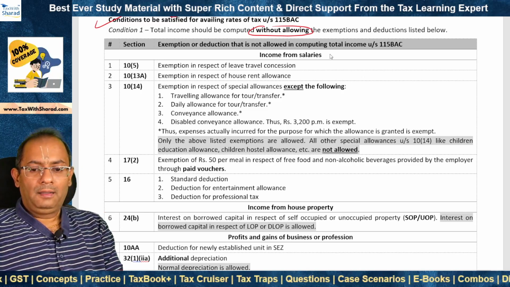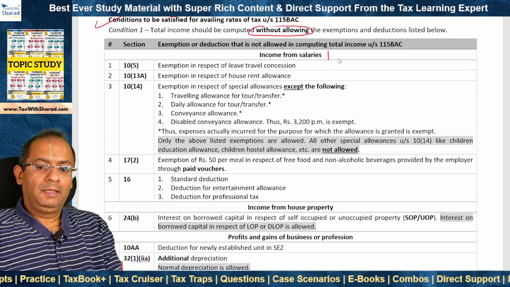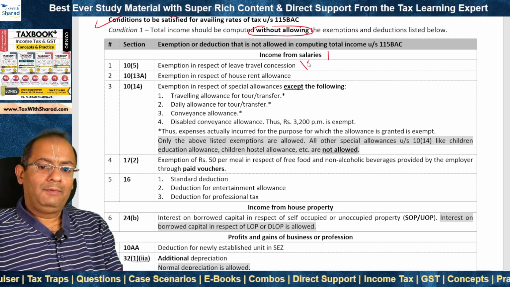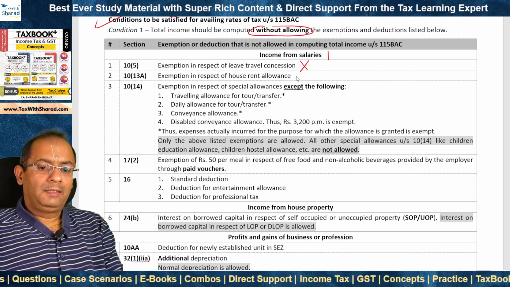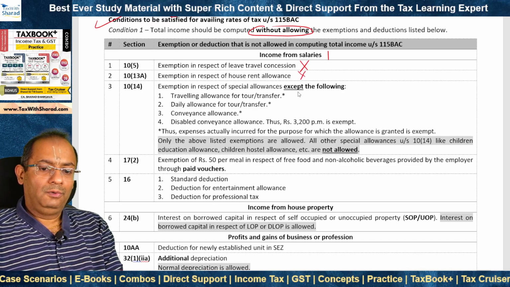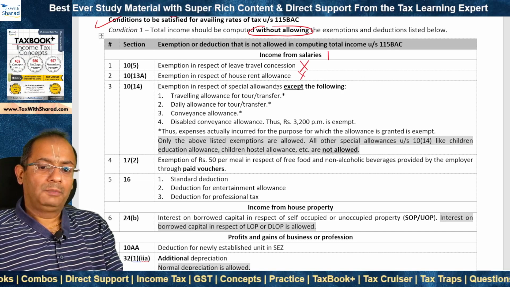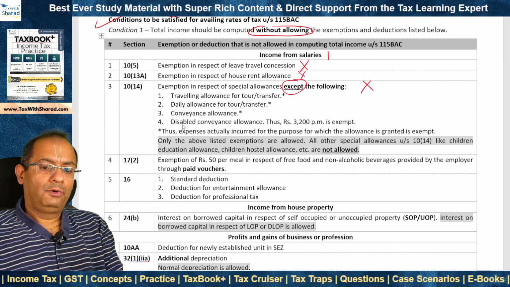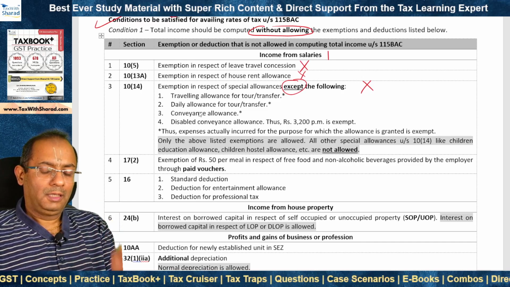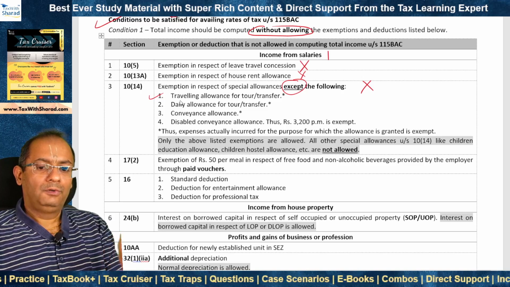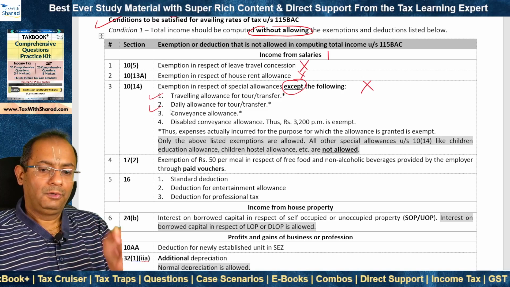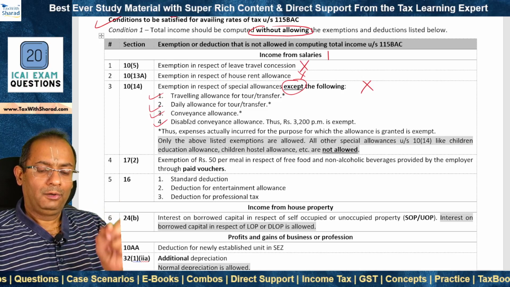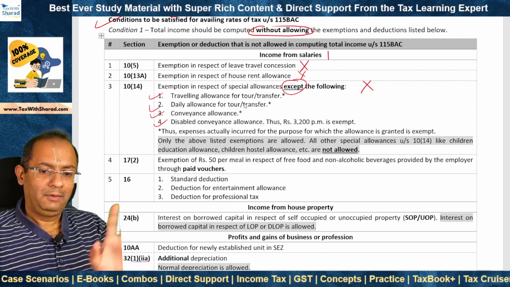So we will look at each head of income. First, income under the head salaries. Exemption in respect of leave travel concession is not allowed. Exemption in respect of HRA is not allowed. Then exemption in respect of special allowances is not allowed, except the following 4 items, in which case it is allowed. What are these 4 items? Travelling allowance for tour or transfer, daily allowance for tour or transfer, conveyance allowance for tour or transfer, and disabled conveyance allowance. All of these we have noted in the topic on salaries.